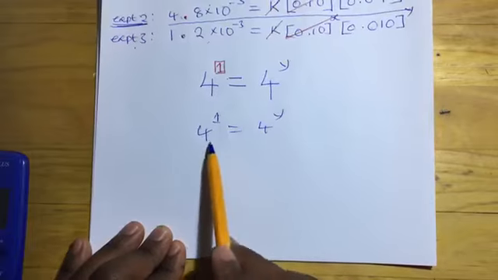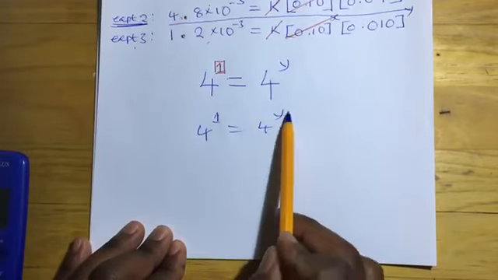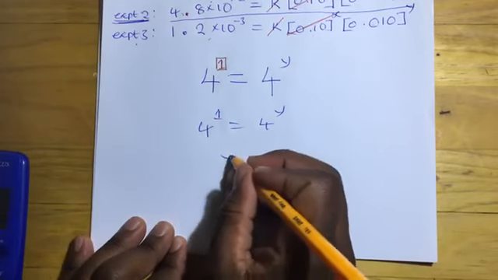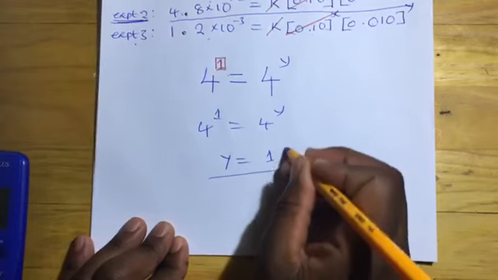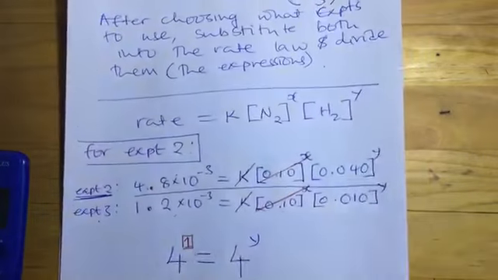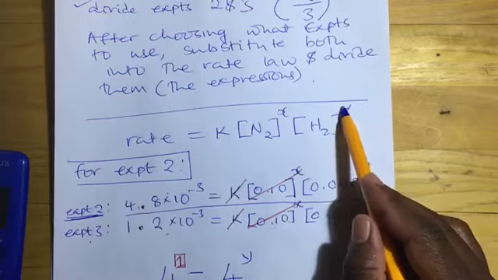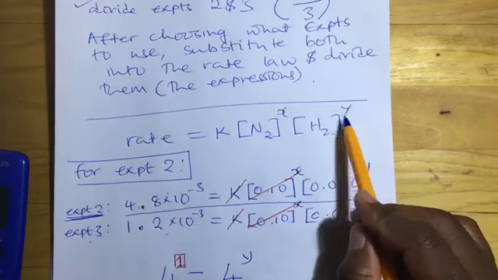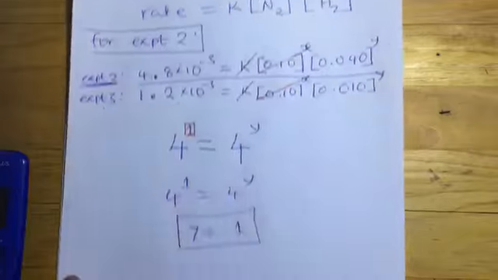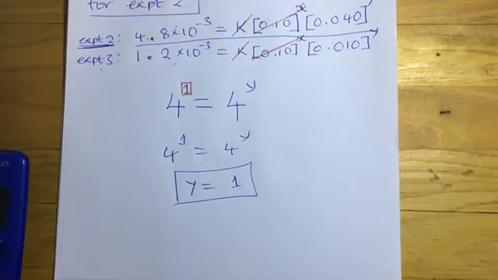And you know that if the bases are the same, you can simply equate the powers. So you end up saying y is equal to 1. At least we now know what y is. Y is 1. Our next step is to find x. Is everyone okay up to that level? In case you don't understand some part, you can always rewatch this video.